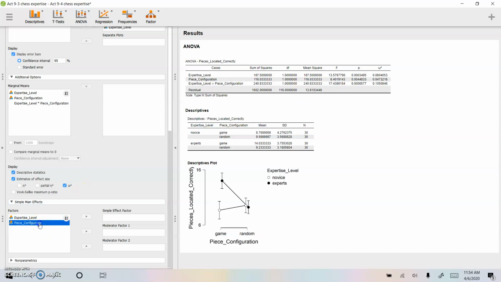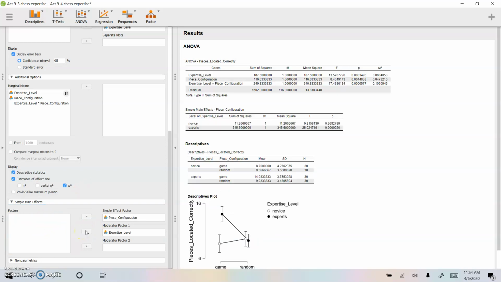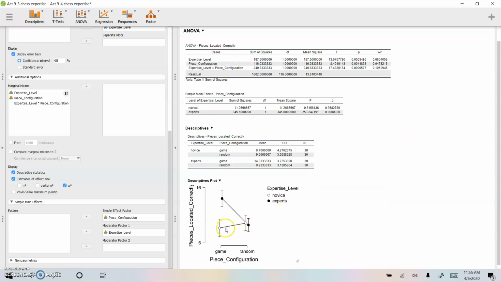And then we're going to look at piece configuration as our simple effects factor and then expertise level as our moderator factor. Okay. All right, so when I look at this, let's start by looking at the F for novices. For novices, my F is 0.812 or 815 with a P of 0.368, which tells us that this difference for novices between the 8.7 and 9.57 is probably just sampling error.